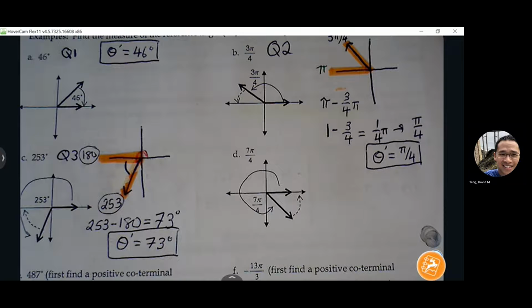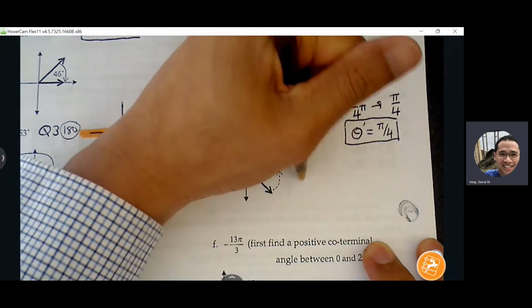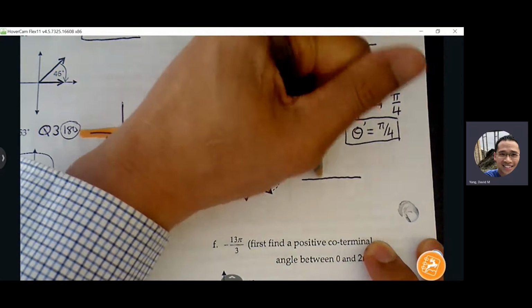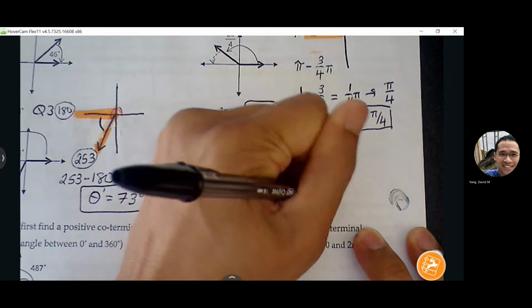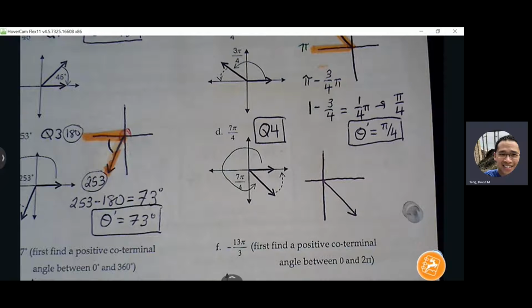Now look at part D here. 7/4 pi is drawn for you. Which quadrant is that measure in? Fourth quadrant. Okay, so I'll put Q4. And I'll just go ahead and draw it without all the distracting symbols there. How do you know which quadrant it's in? For now, you can always convert it to degree form and then have it be more recognizable. But that's a good question that I can put in my diagram here.